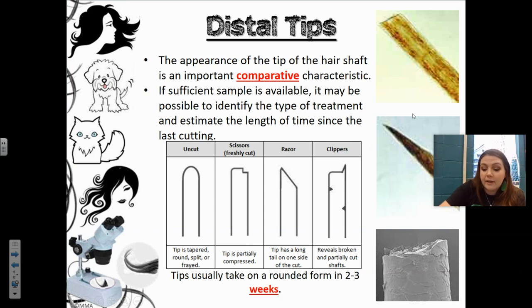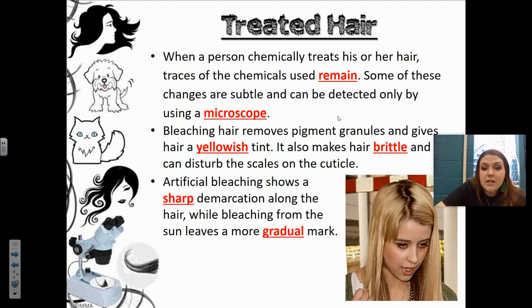You could actually track back and literally chemically analyze what color dye they have in their hair, if they have a hair dye in their hair. So that's what this is about. Treated hair: when a person chemically treats his or her hair, traces of chemicals used remain on the hair. Some of these changes are subtle and can be detected only by using a microscope. Bleaching your hair actually removes the pigment granules. You are going to get to see some pictures of bleached hair, what it looks like under a microscope. It actually looks really cool. It has an odd yellowish tint to it, but inside of the hair itself, the pigment granules that were in the cortex we talked about yesterday are literally gone. It removes them. It's like an empty shell of a hair when you've bleached your hair, which is why it is so damaging.